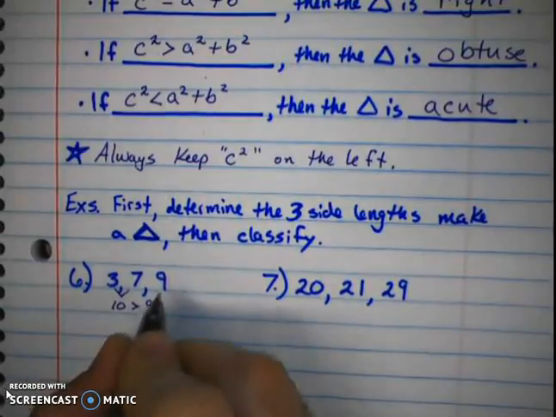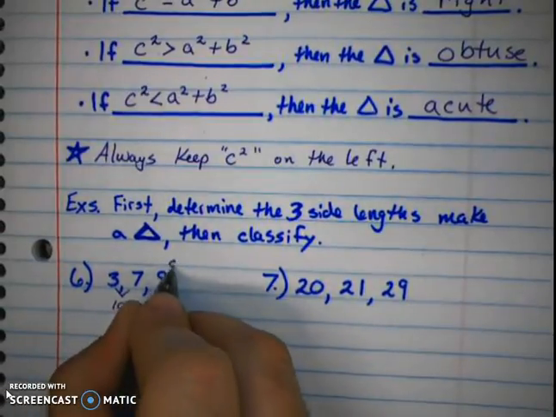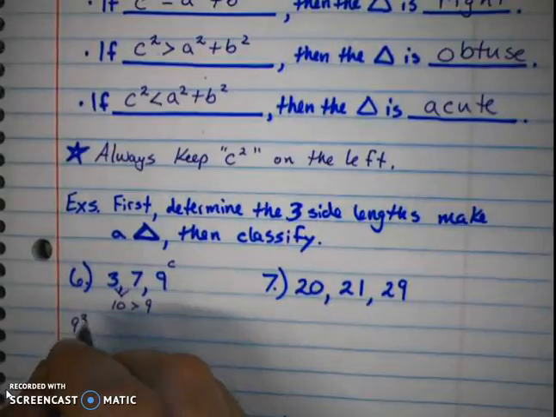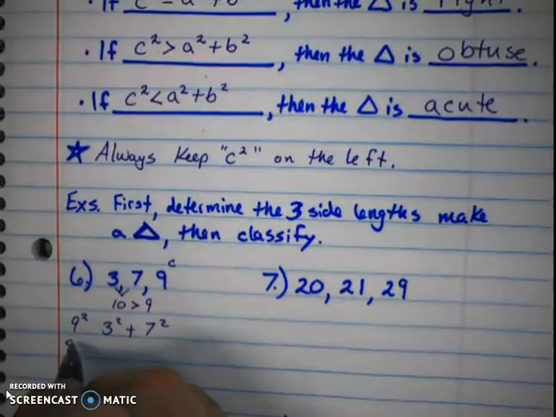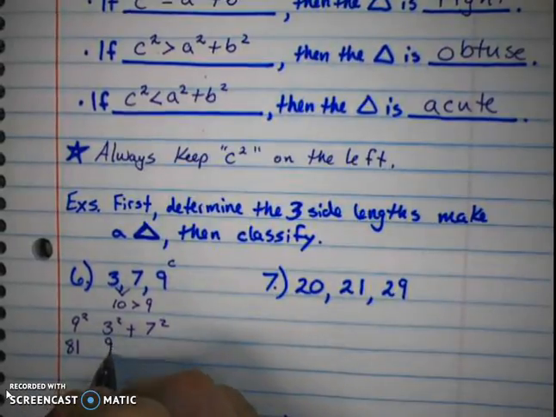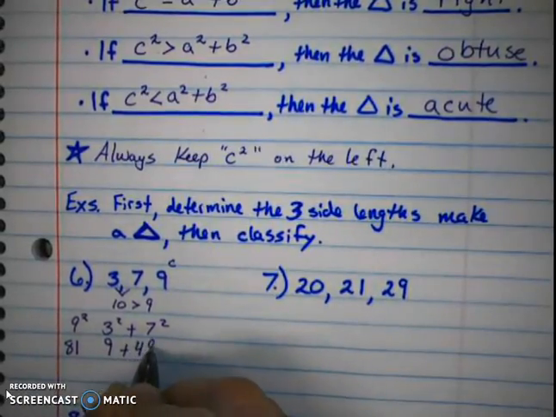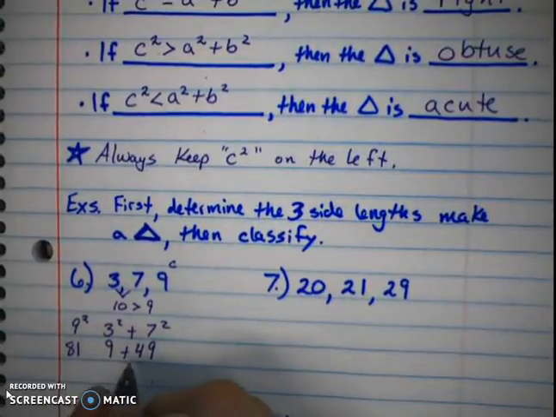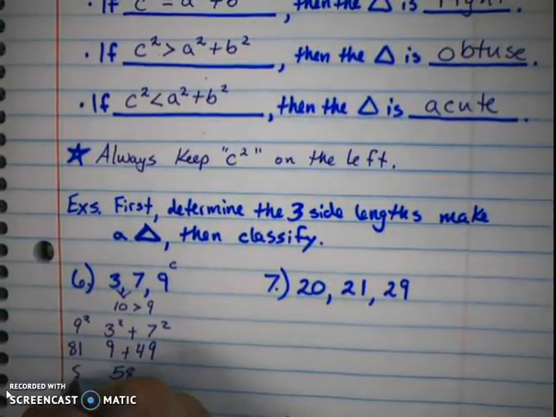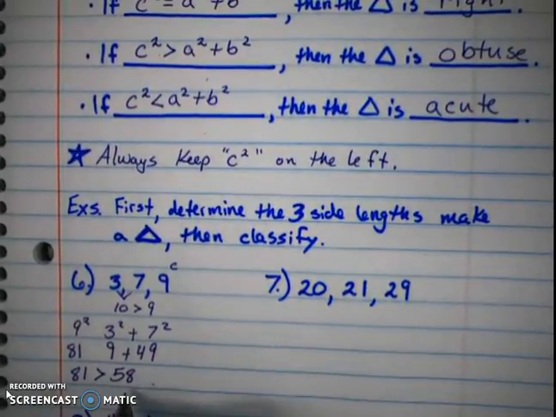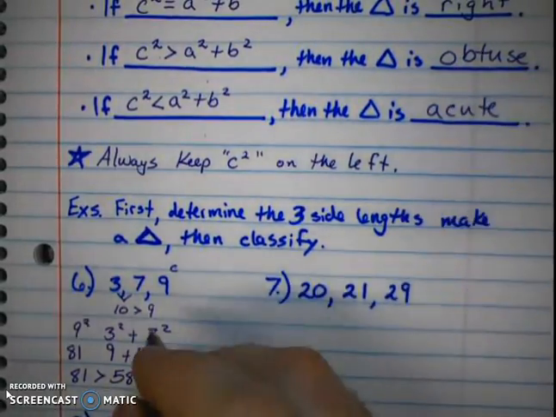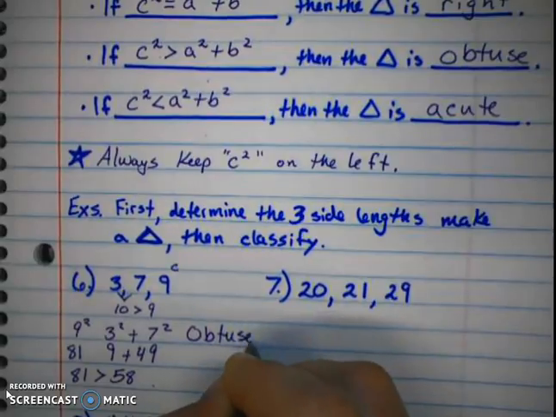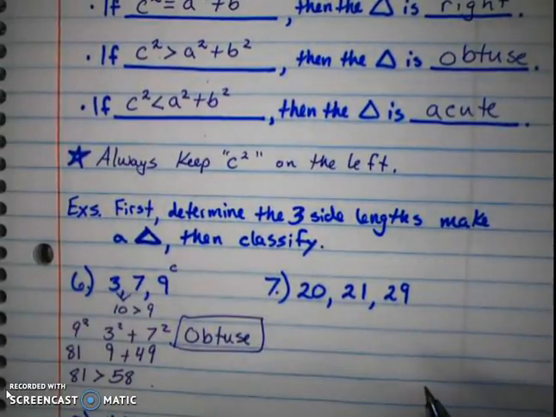So now we're going to check the longest side as C. So we're going to do 9 squared, and we're going to check 3 squared plus 7 squared. 9 squared is 81. 3 squared is 9. 7 squared is 49. 9 plus 49 is 58. And 81 is greater than 58. Since C squared is greater than A squared plus B squared, it is an obtuse triangle. So these would be sides of an obtuse triangle.